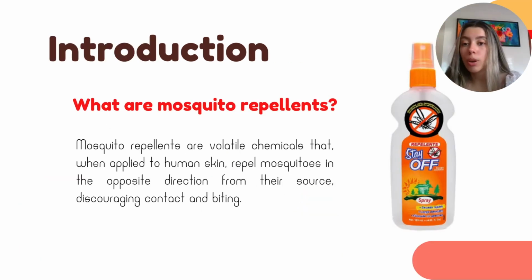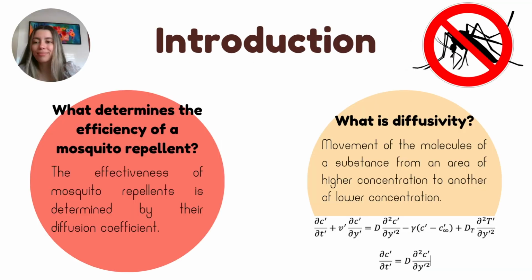What are mosquito repellents? Mosquito repellents are volatile chemicals that, when applied to the human skin, repel mosquitoes in the opposite direction from their source, discouraging contact and biting. What determines the efficiency of a mosquito repellent? The effectiveness of mosquito repellents is determined by their diffusion coefficient.